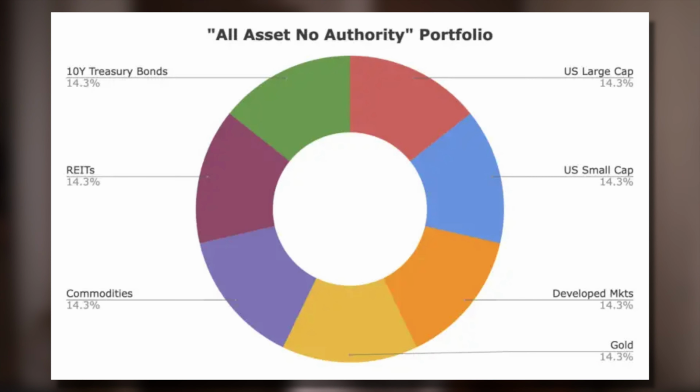The all asset no authority portfolio takes 7 assets and weights them equally at about 14.3% each: US large cap stocks, US small cap stocks, ex-US developed markets, gold, commodities, US REITs, and intermediate treasury bonds.